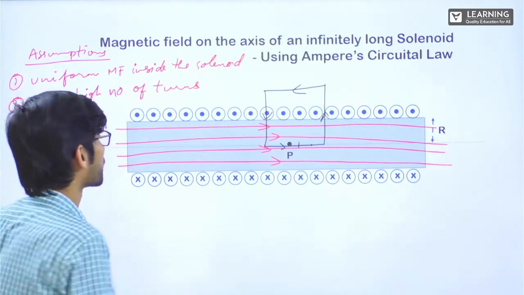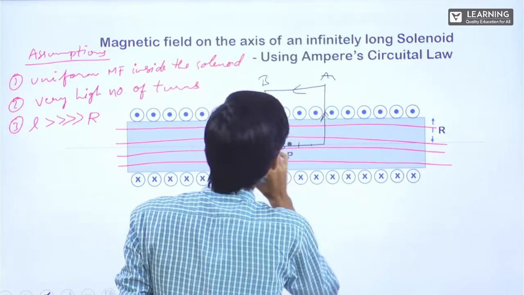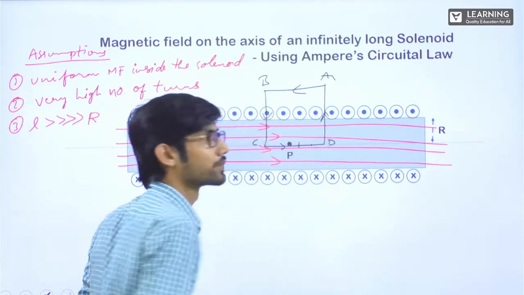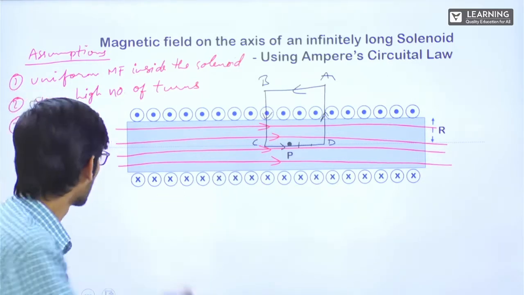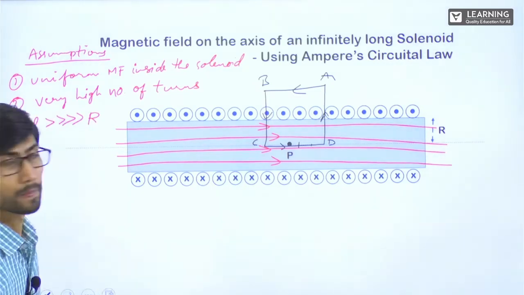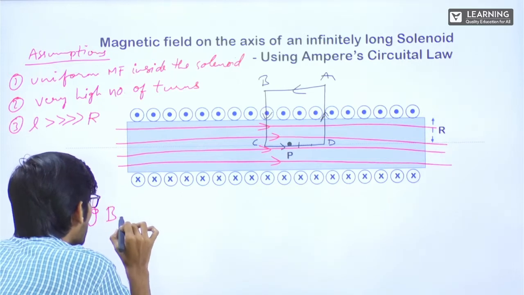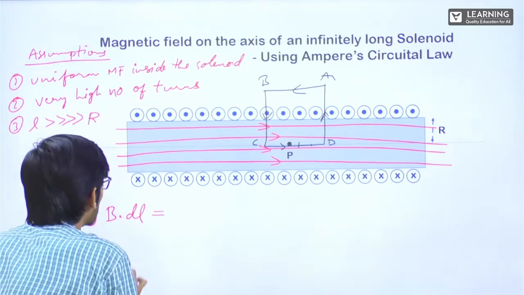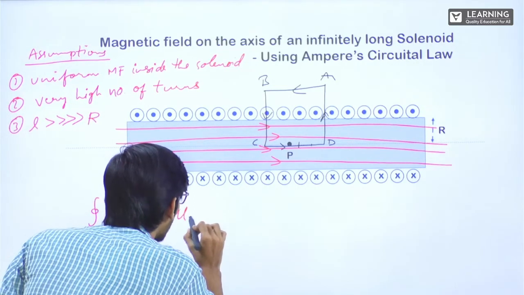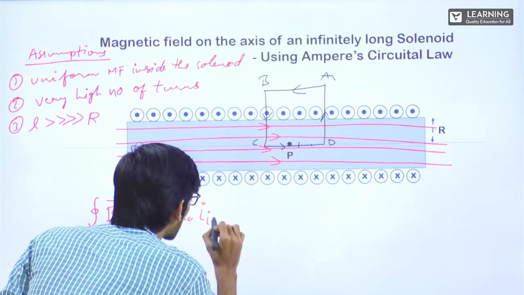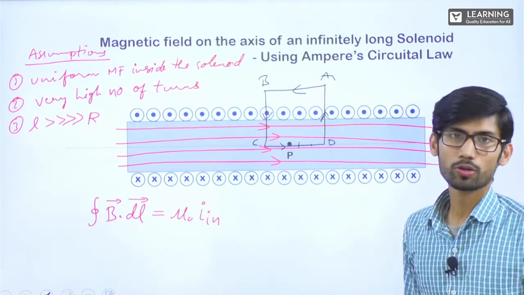Okay. Now see. So for this, let's say this is a loop A, B, C and D. For this loop A, B, C, D, Ampere Circuit Law says integral B dot dl is equal to mu naught into I inside. Correct? Integral B dot dl is mu naught into I inside.